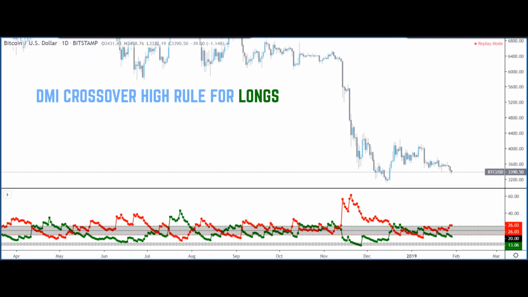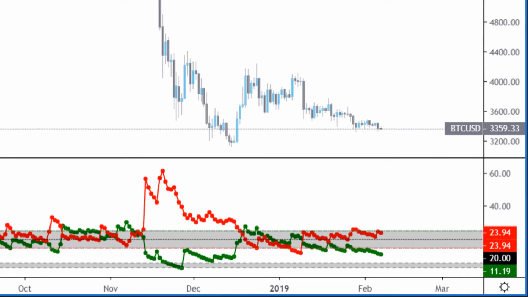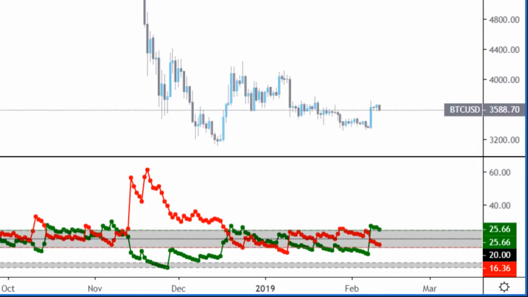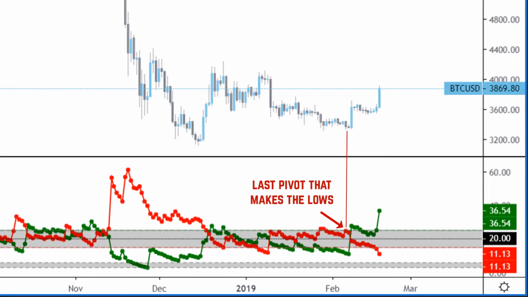A long crossover high signal occurs when a positive DMI crossover makes a higher opposite high above 25. Here you can see the last pivot that makes the lows and the positive DMI that crosses over and makes a high above 25.